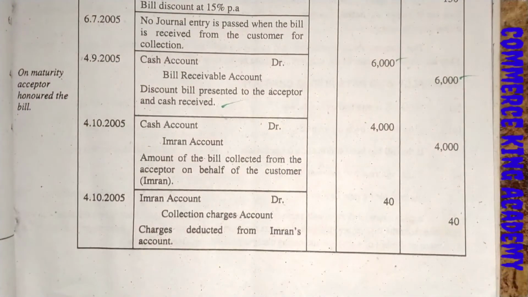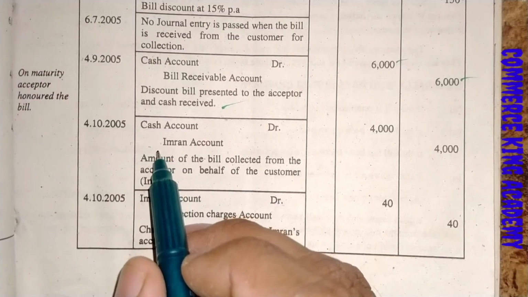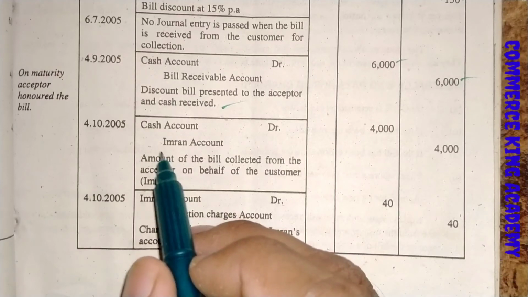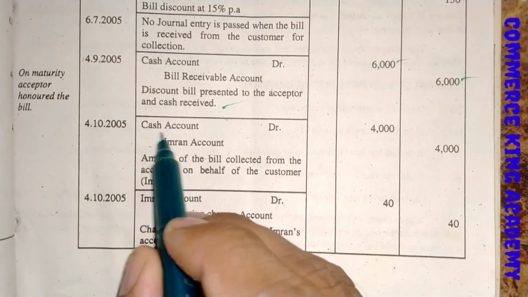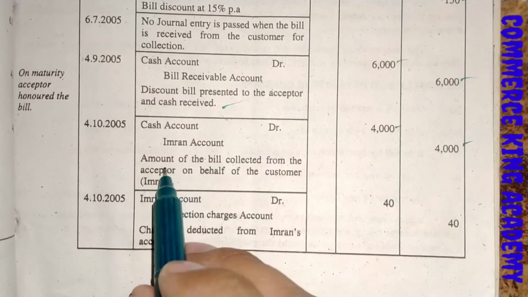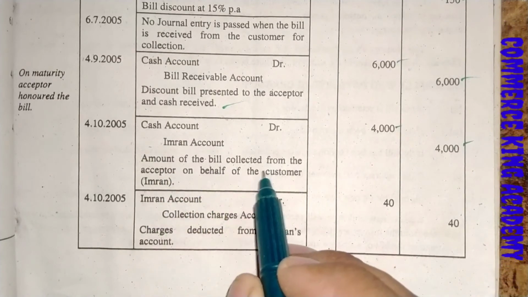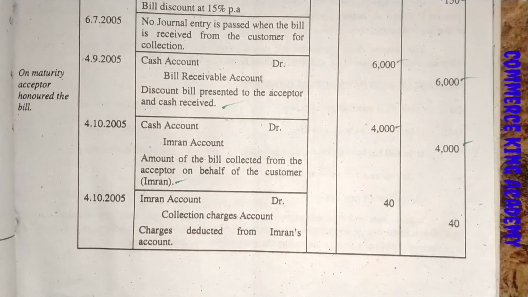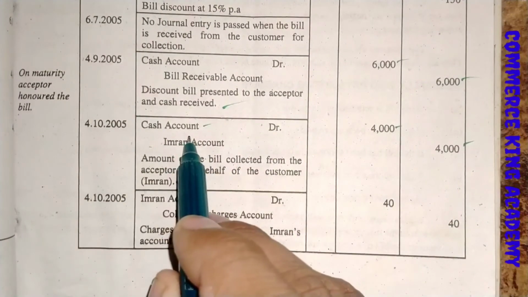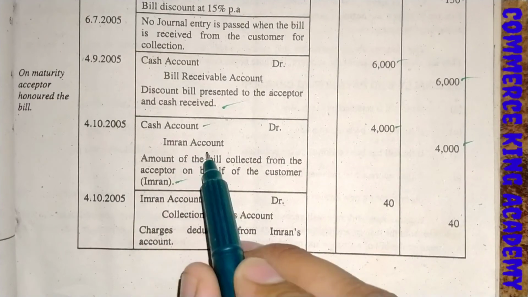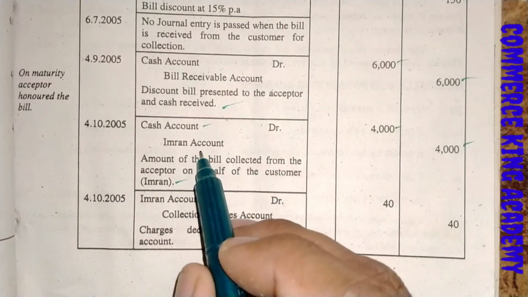Okay, so when the bank receives cash from Mr. Irfan, who is the acceptor of Mr. Imran, the entries will be in the journal of the bank. 4th October 2005, cash account debit with 4,000 to Imran account credit 4,000, with details or description: amount of bill collected from the acceptor on behalf of the customer Imran. Because the bank received cash, an increase in asset will be debited, and it will give to Mr. Imran, so Mr. Imran's account is credited here with the effect of receiving cash.